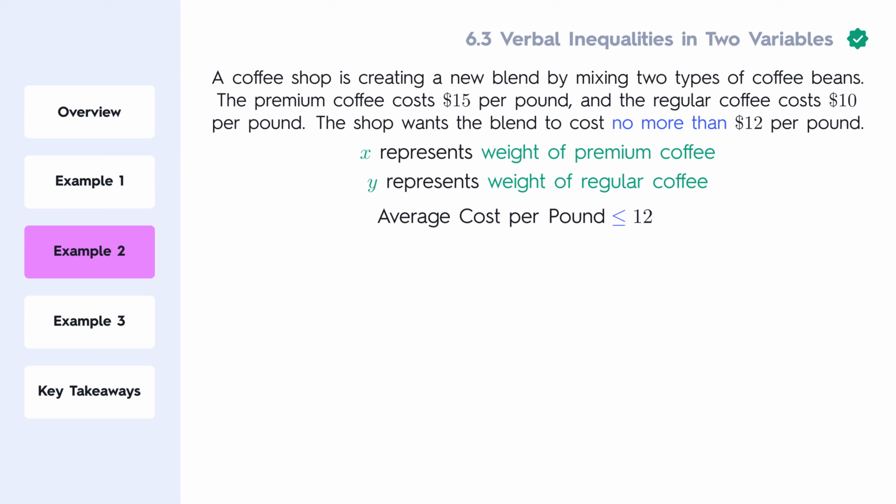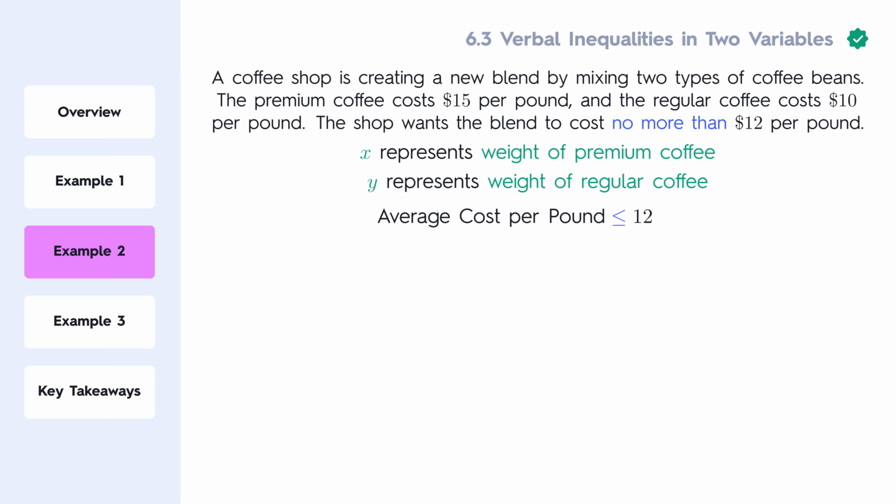Now, let's write an expression for the total cost of the blend. Since the premium coffee costs $15 per pound, the cost of x pounds of premium coffee will be 15x. Similarly, the regular coffee costs $10 per pound, so the cost of y pounds of regular coffee is 10y.